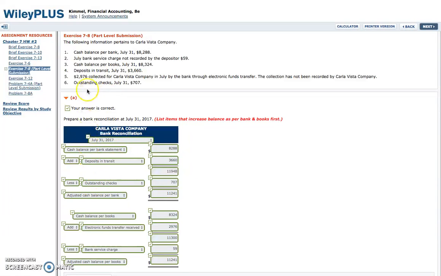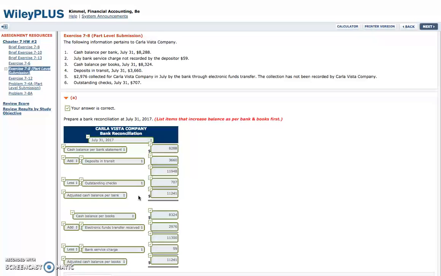So the number 6, we have an outstanding check of $707. So we're going to subtract that amount. And our total here is going to be $11,241.